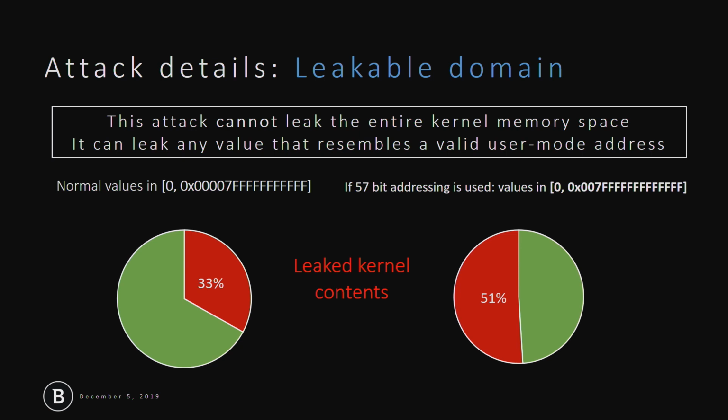And using regular paging, which is 48 bits, the leakable domain, doing a quick statistics on the Windows RS5 kernel, is at about 33%. And since Intel is very nice and is extending the address space to 57 bits, this only extends the leakable domain to 51%.